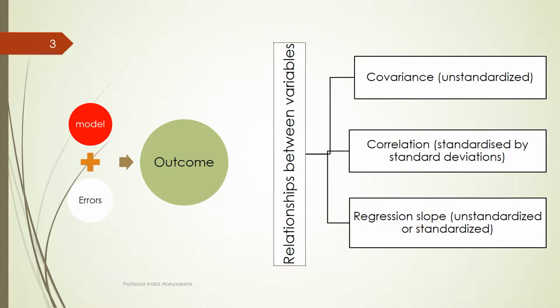When we have multiple variables, we can also look at a relationship in another way using a method called the regression method. In that, we can look at the slope between two variables. If there are only two variables, a predictor variable and an outcome, we can look at it in an unstandardized or standardized way.